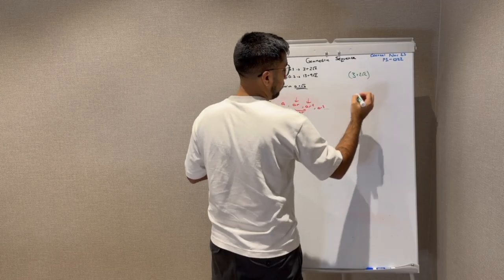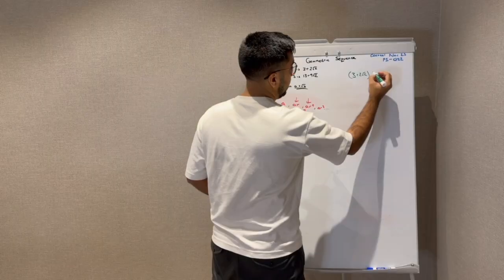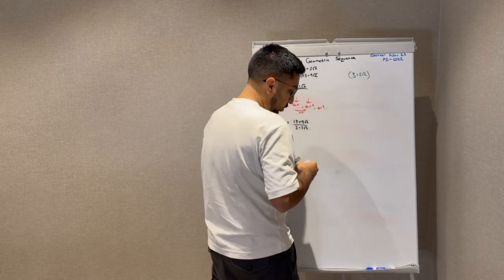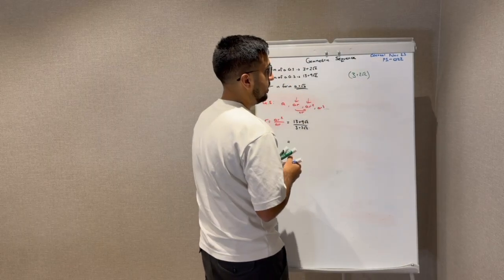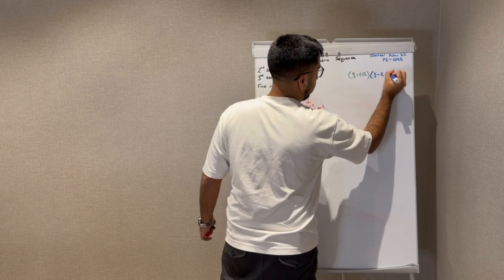Now, it's easier to just remember what it's going to be rather than explaining it, but I will do both. So, the conjugate of this is 3 minus 2 root 2.